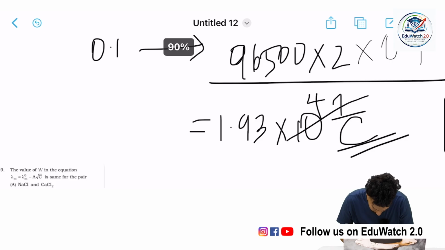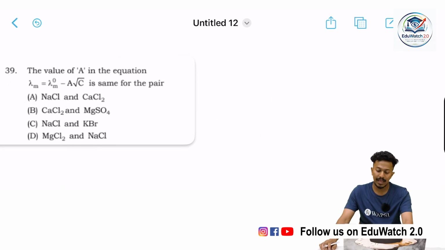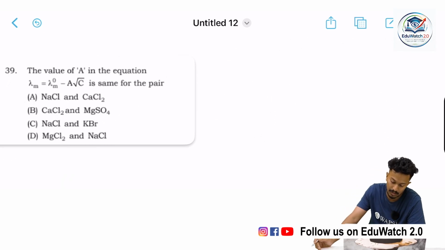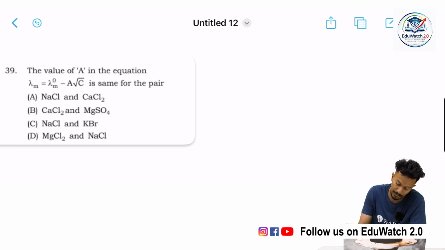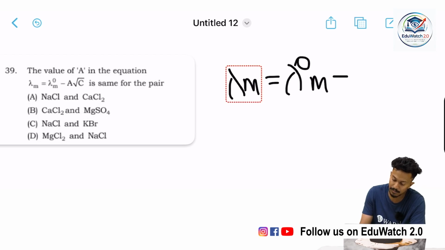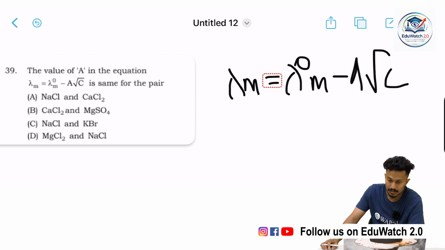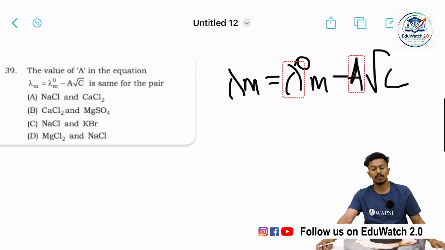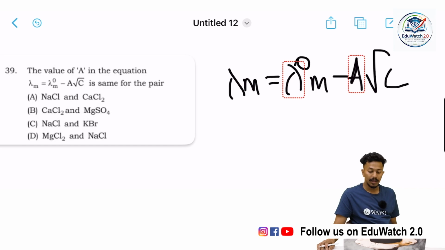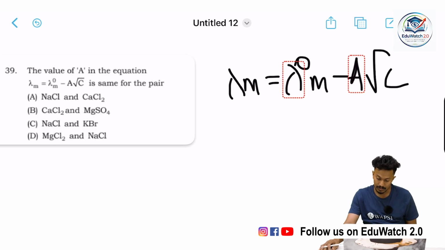Our next question is the value of A in the Onsager equation. Okay, the Onsager equation is the same for the pair. That's what we are saying. We have discussed this earlier; these are all repeated questions. We have lambda M is equal to lambda naught M minus A root C. Okay, this is our question. For this we have to find out whether the constant, the value of A, is the same.